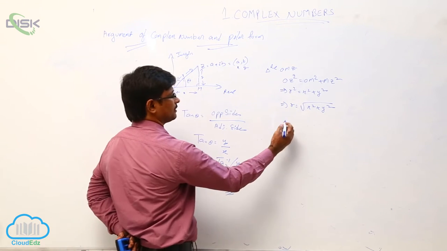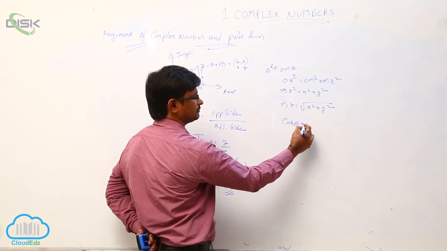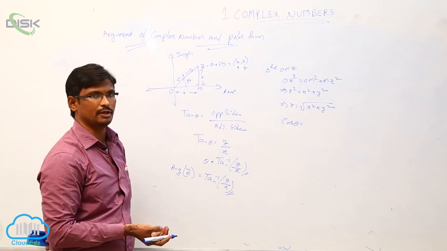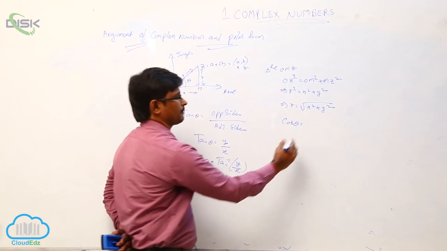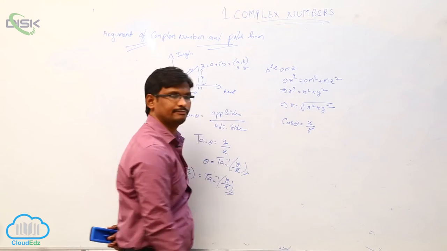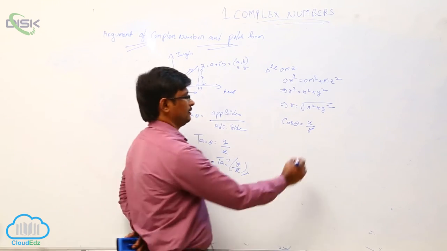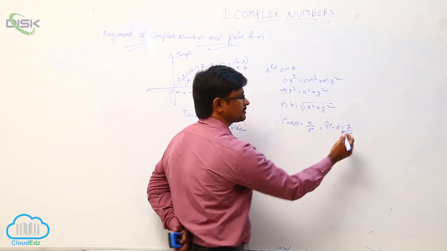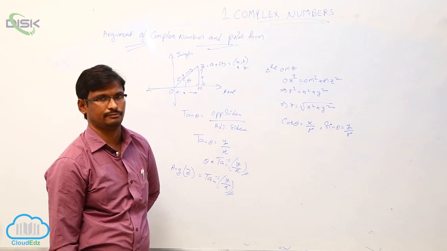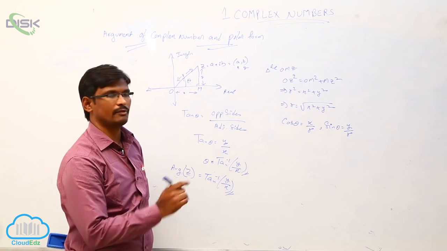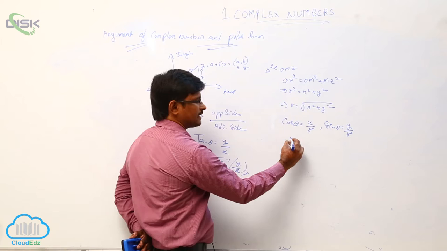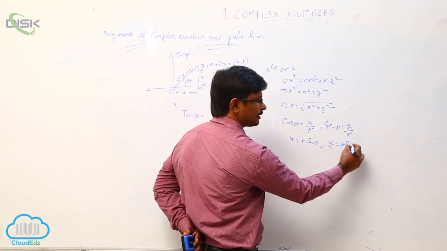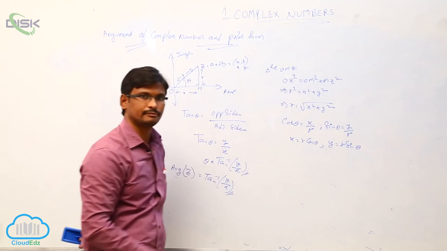Now consider cos theta from this triangle. What is cos theta by the sides? Adjacent by hypotenuse, which is x by R. And sin theta equals opposite by hypotenuse, that is y by R, right? Now x becomes R cos theta, and y equals R sin theta.